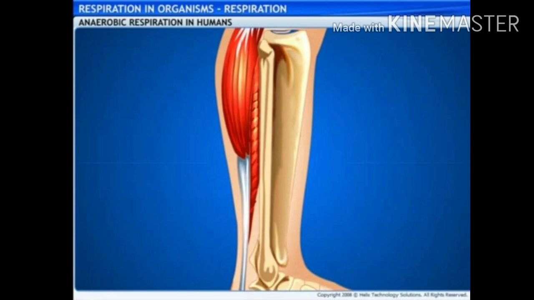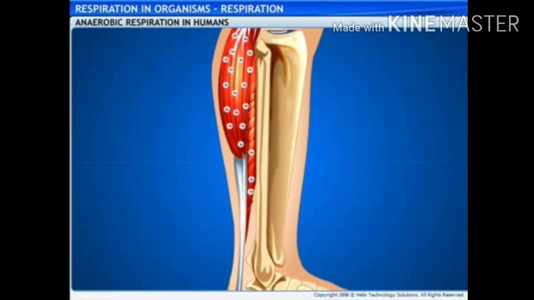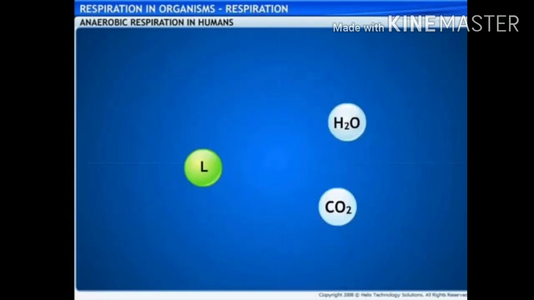During the lack of oxygen, there is less oxygen in this part. So, this glucose is converted into lactic acid, and this lactic acid is deposited or accumulated in the leg and causes muscle cramps. Diagrammatically, you can see this lactic acid releases carbon dioxide and water without releasing the energy.